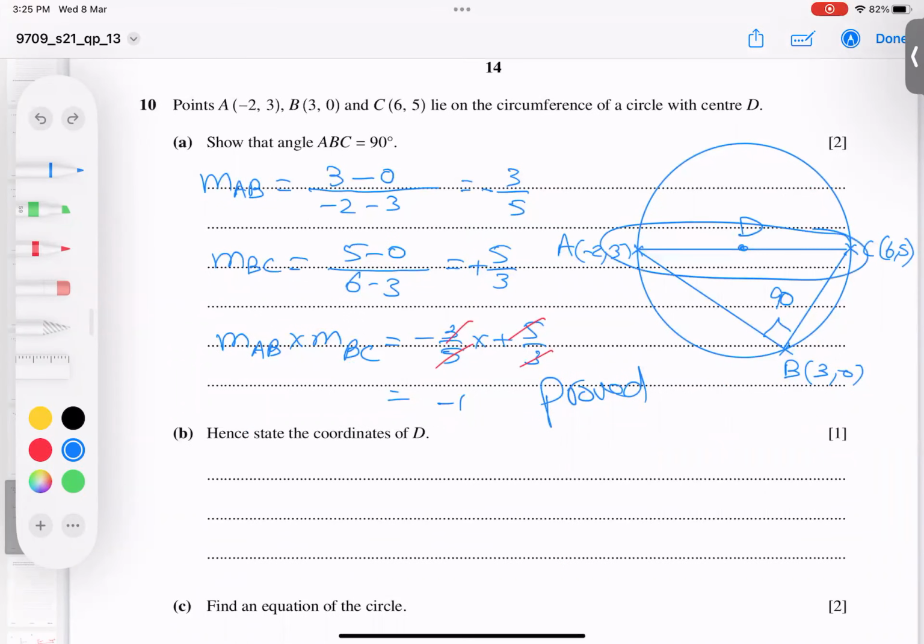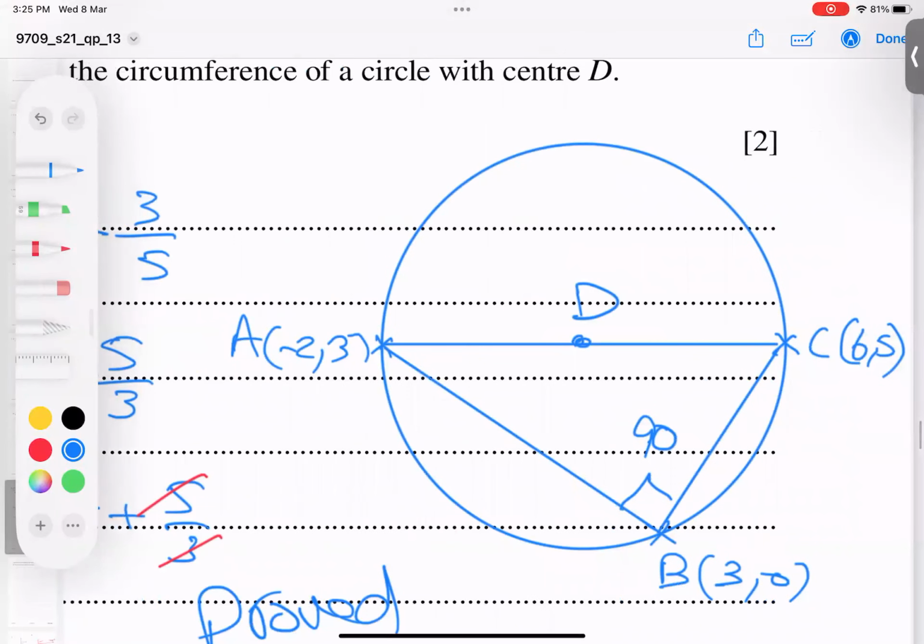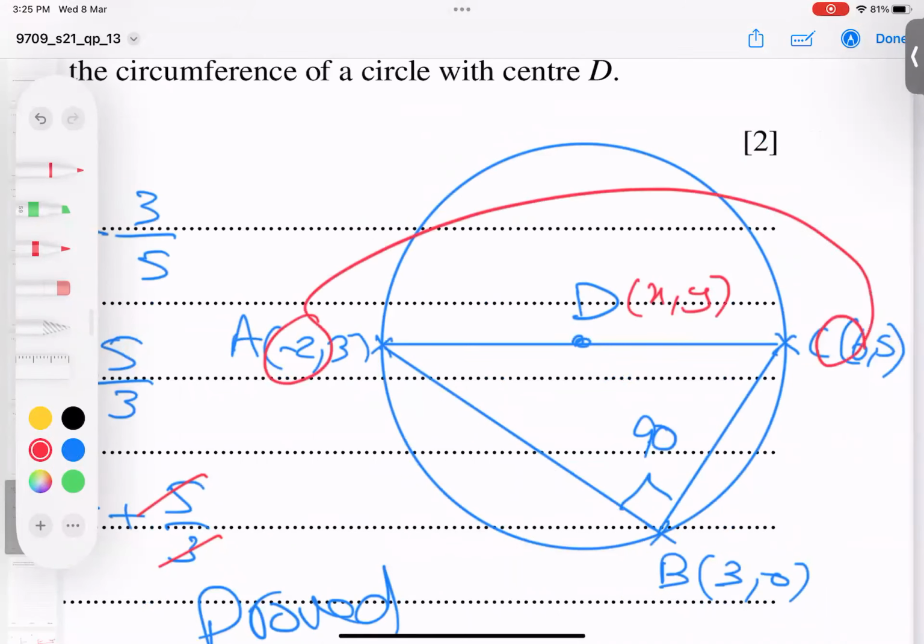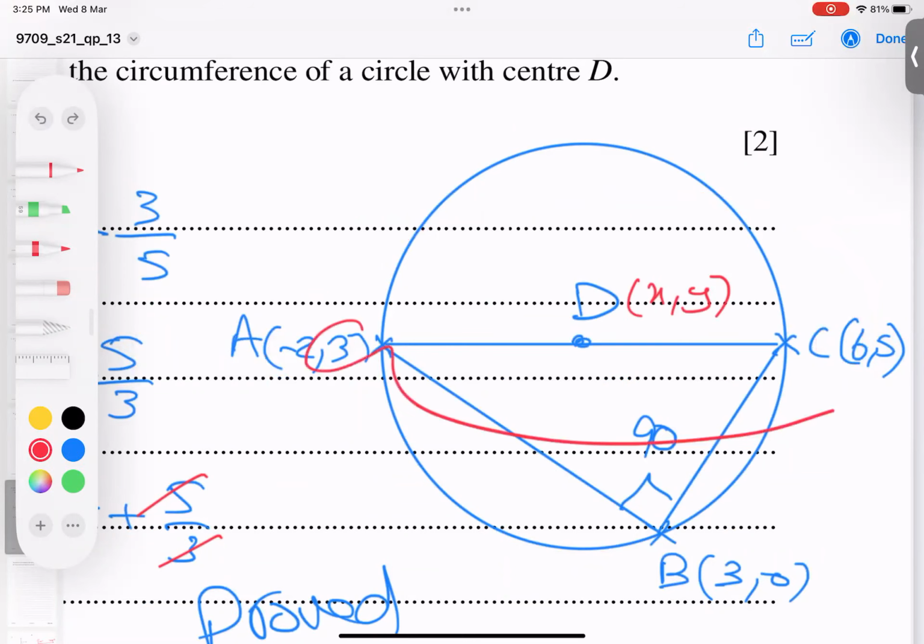It is understood that when it's 90 degrees, 100% sure that AC will behave as a diameter, as angle ABC is 90 degrees. So AC is the diameter, although in the question he did not mention it. So AC will become the diameter. So I can use the midpoint technique, and look at how. I label D as coordinates x, y, and this is x1 and this x2, and this y1 and this y2.